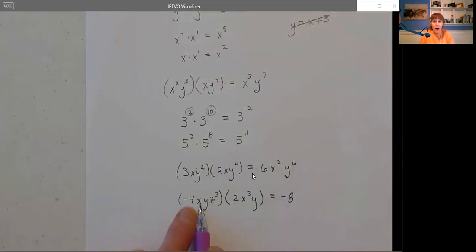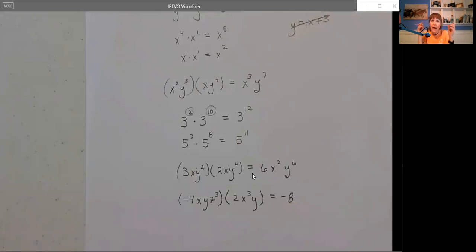Now I'm going to take my common base here. I've got an x and I have another x. And normally we go in alphabetical order when we write them here. You know, if you go out of alphabetical order, it's not necessarily wrong. It's just by convention, we like to see them in alphabetical order.